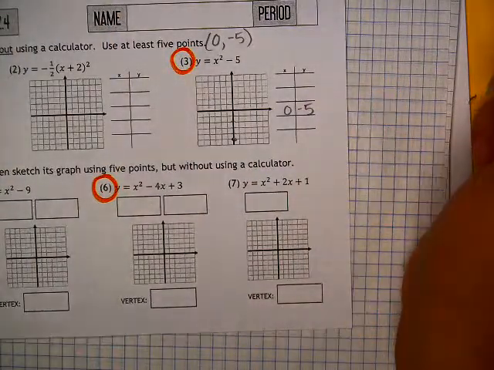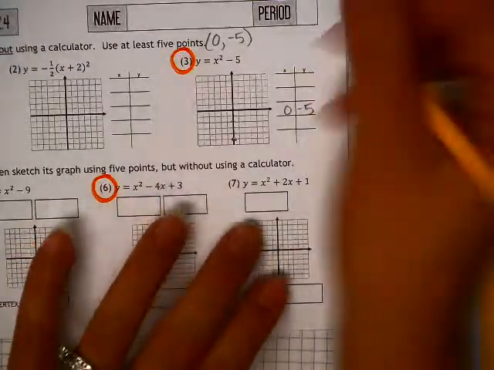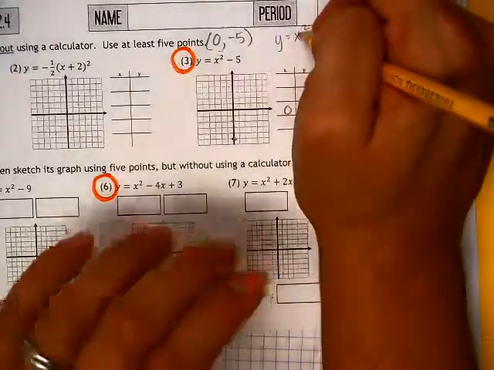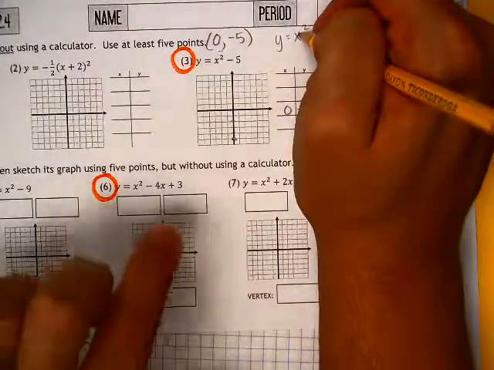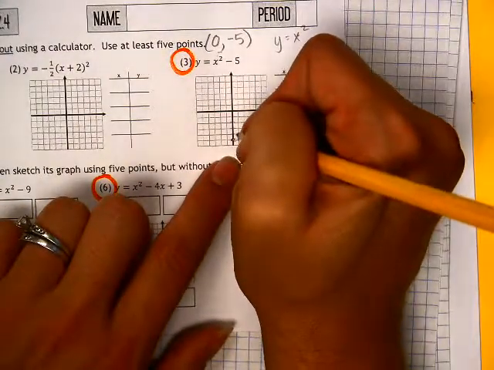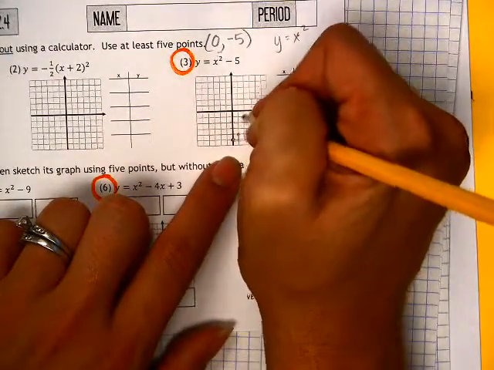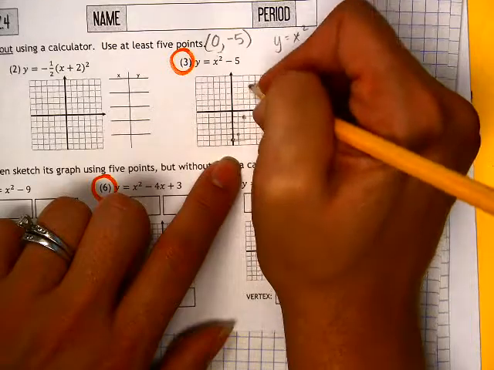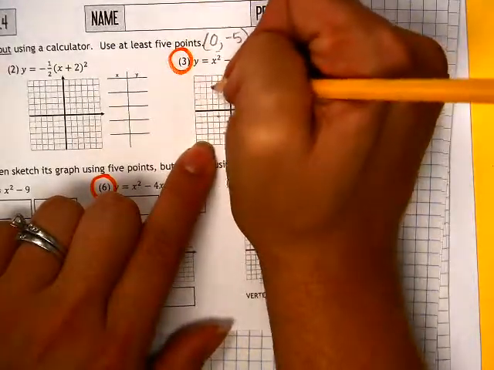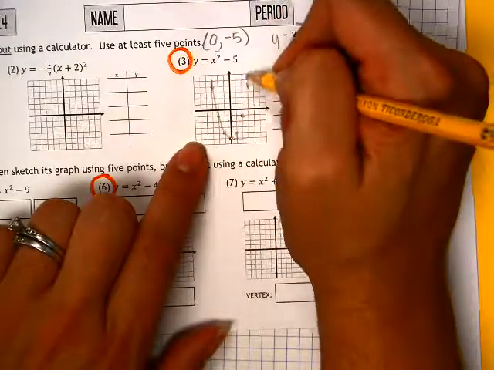I don't know if you've gone over in your class the pattern of how these go, but if I have y equals x squared, when I plug in a 1, I get a 1. When I plug in a 2, I get a 4. And when I plug in a 3, I get a 9. So that is the super duper awesome fast way of doing this.